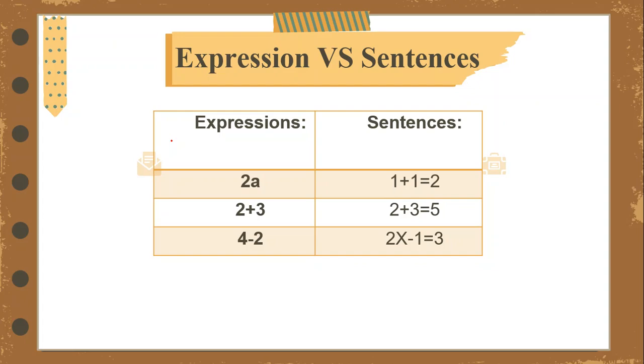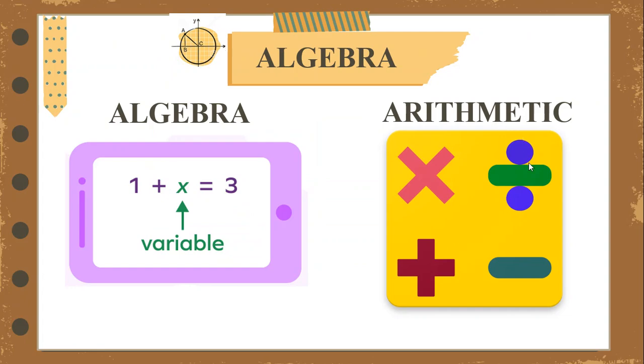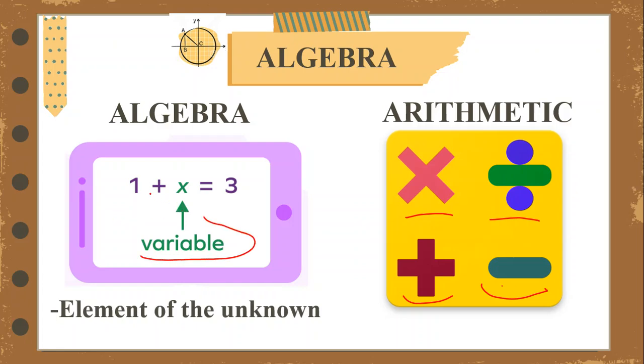Next, now, let's have the introduction to algebra. Algebra is a lot like arithmetic. Arithmetic uses the four basic fundamental operations, at the elementary level, which are multiplication, division, addition, and subtraction. But in algebra, it introduces a new element, which is the element of the unknown, or what we call a variable.